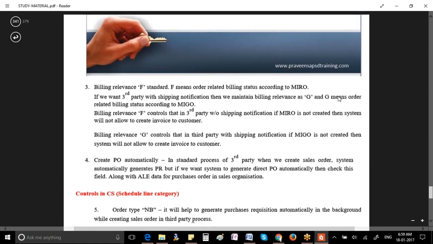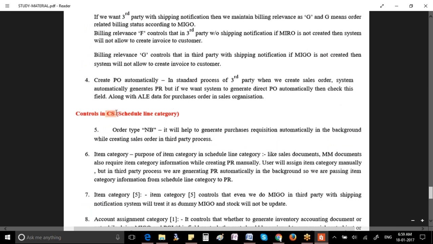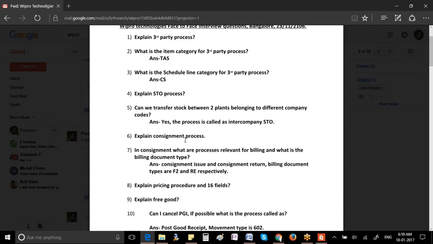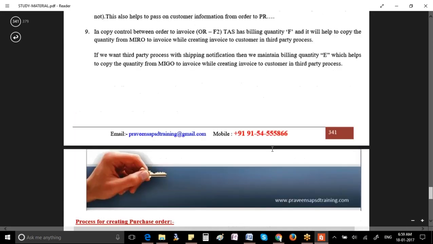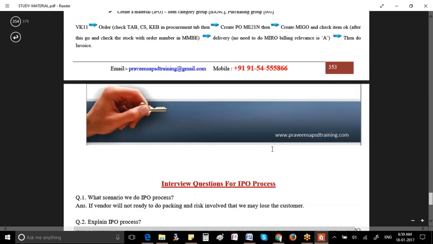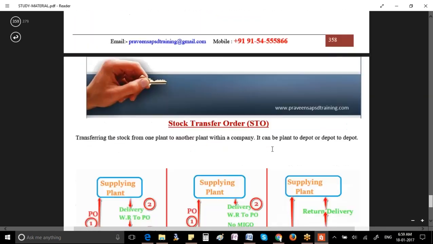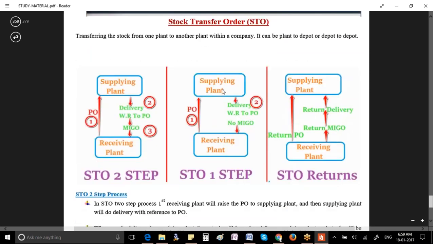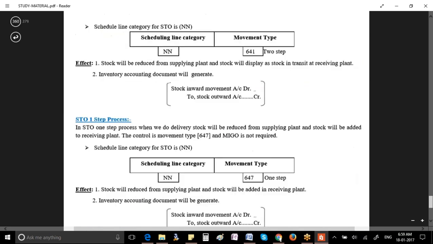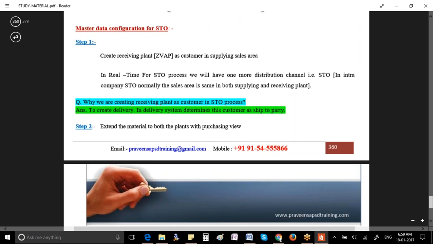So schedule line, that's what he's asking. You see, CS, this is the schedule line. And explain the STO process, this is what they asked. You can see the complete STO process in my document. This is how it works: purchase order, delivery with reference to the purchase order, receiving plant, supplying plant, and all the controls coming to the purchase order. I have documented everything like this, and I can save you tons of time.